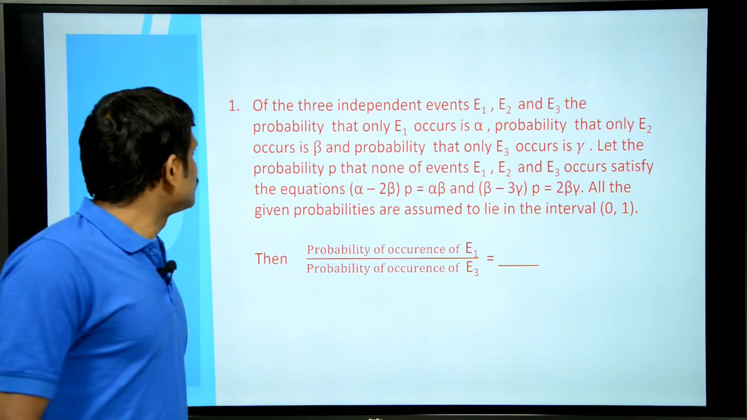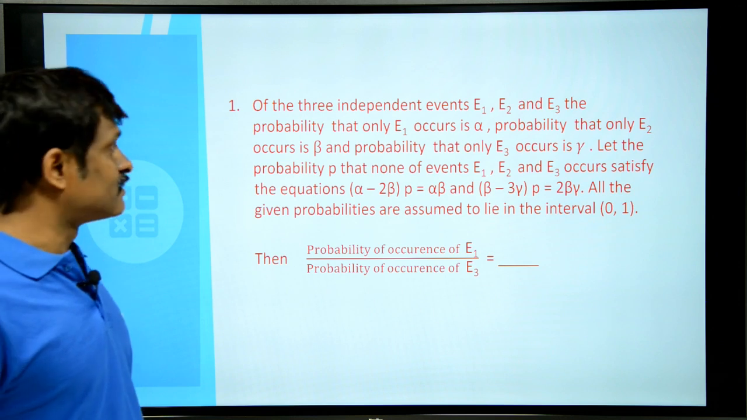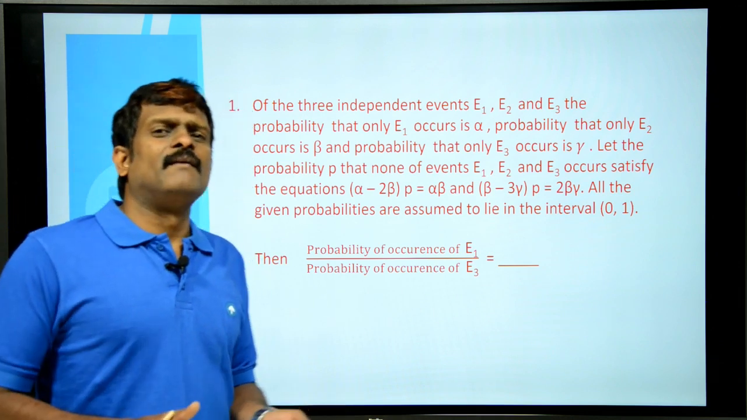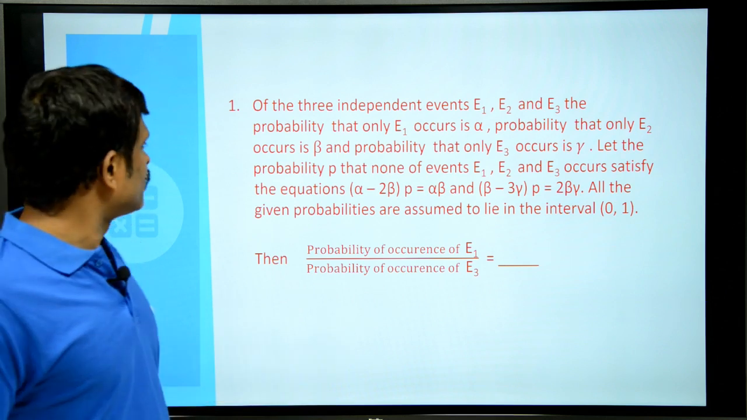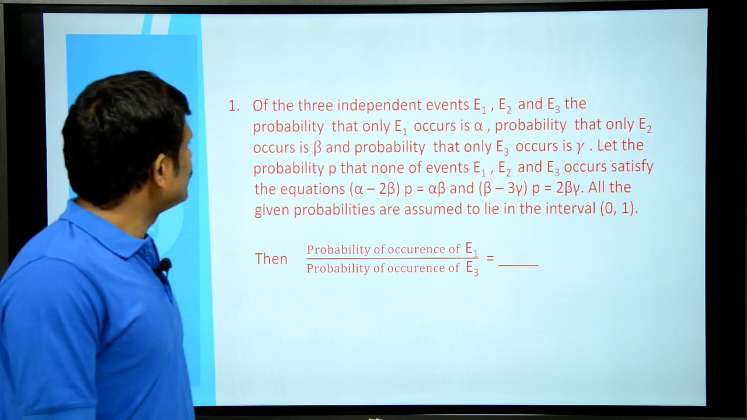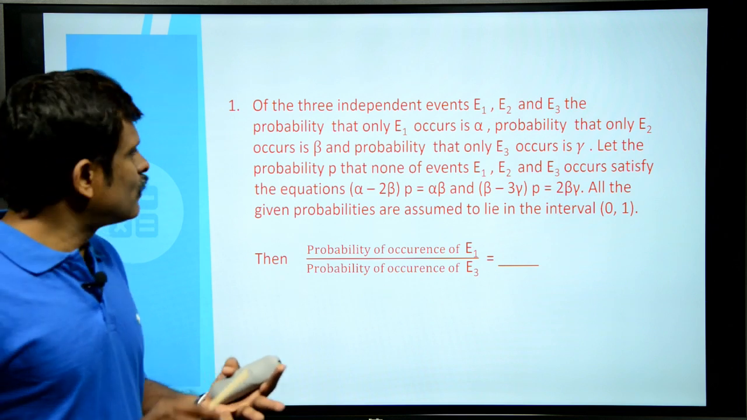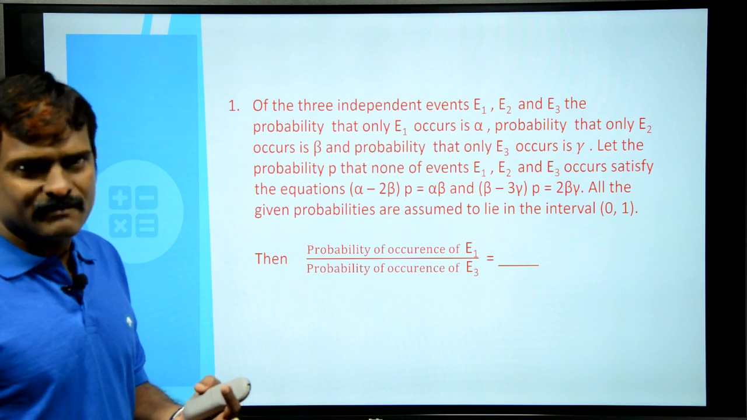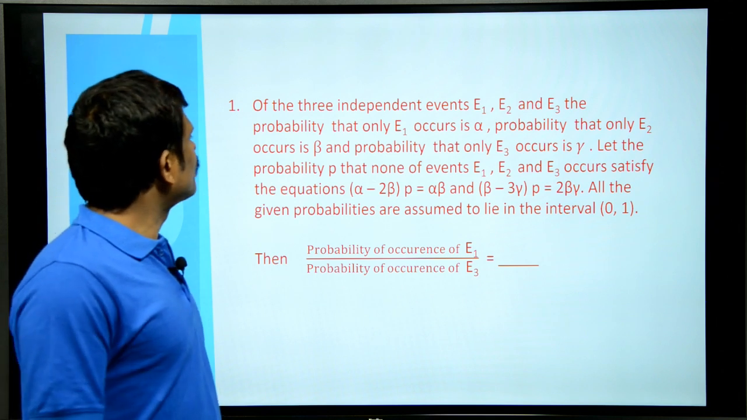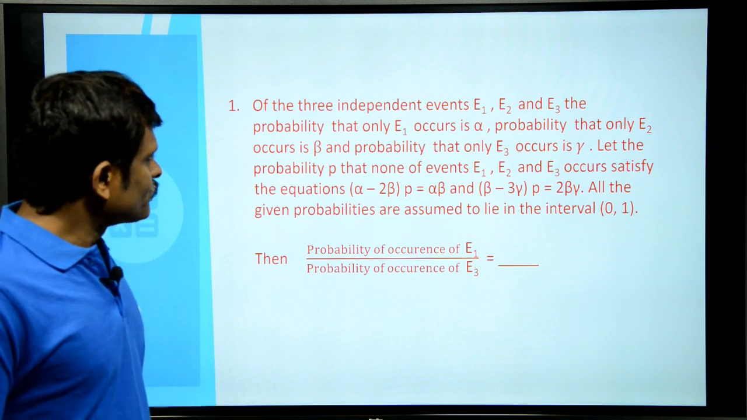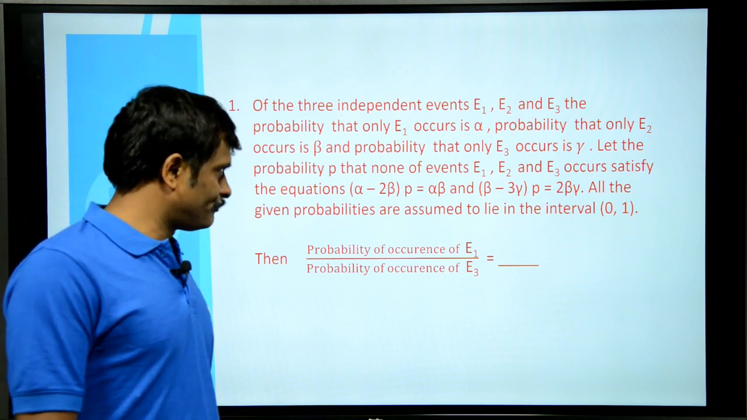The first question says: of the three independent events E1, E2 and E3. So there are three independent events, and we know what dependent and independent events are, right. The probability that only E1 occurs means that when E1 is occurring, E2 and E3 are not happening. Only E1 occurs, and the probability is given as alpha. The probability that only E2 occurs is beta, and the probability that only E3 occurs is gamma.